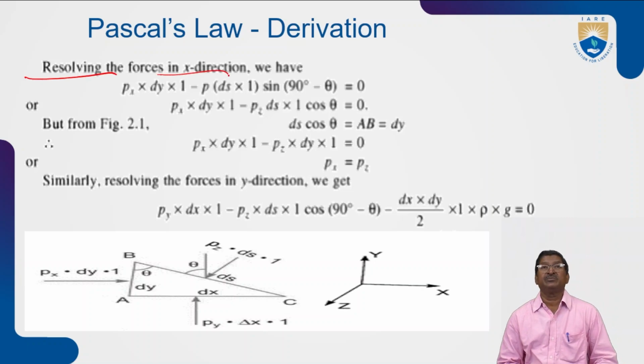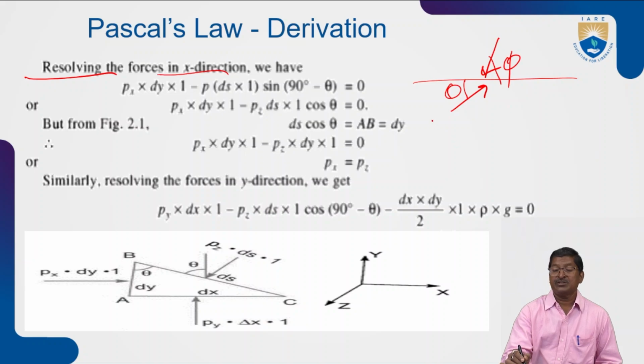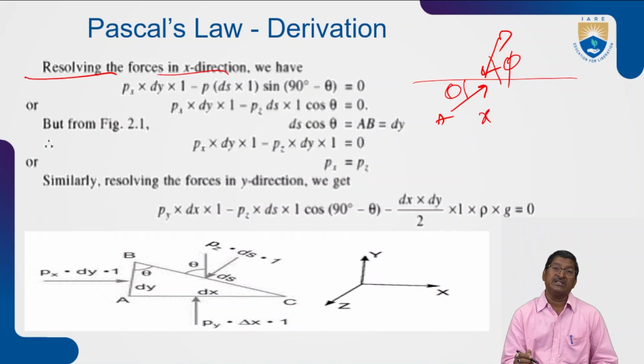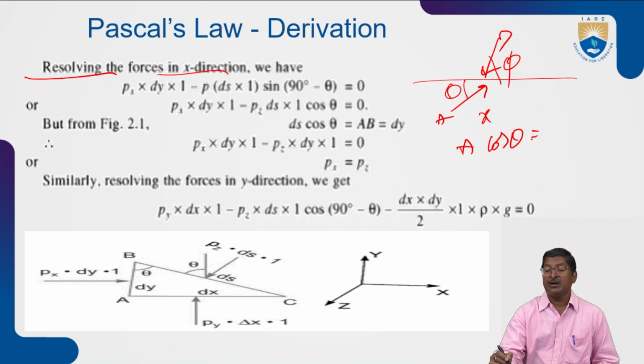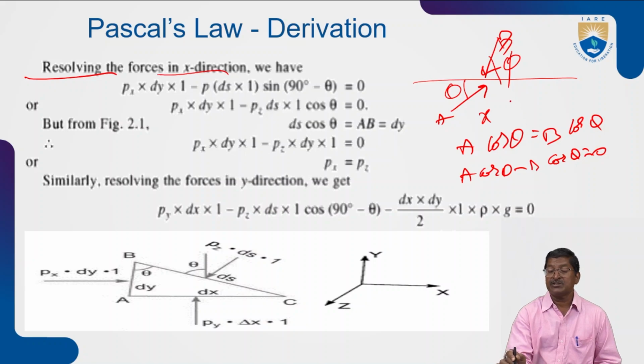x direction. So what is the meaning of resolving? Some forces are there like this, any forces, if you make them horizontal, so that means if you put here theta, it is phi. Let us take this is A, this is B. Now if you resolve in x direction, that means we are converting the inclined forces into horizontal forces. So A cos theta minus B cos phi is equal to 0. That is resolving the forces in horizontal direction.